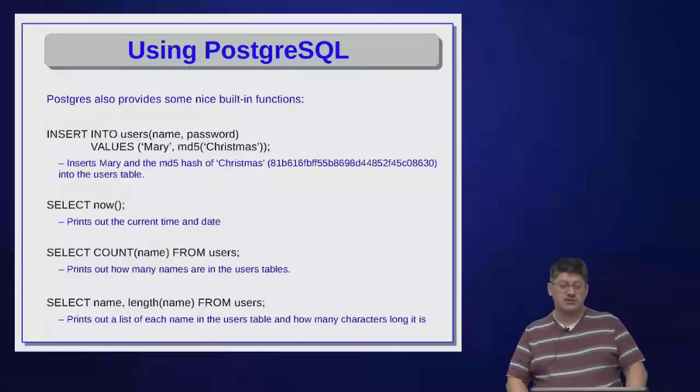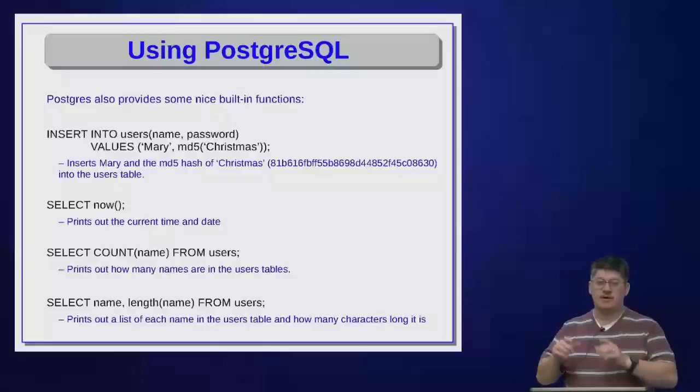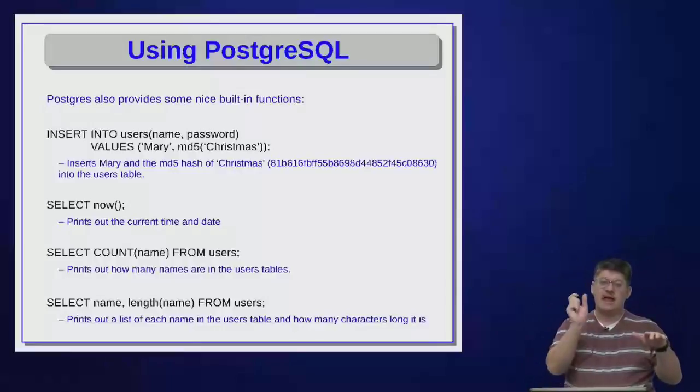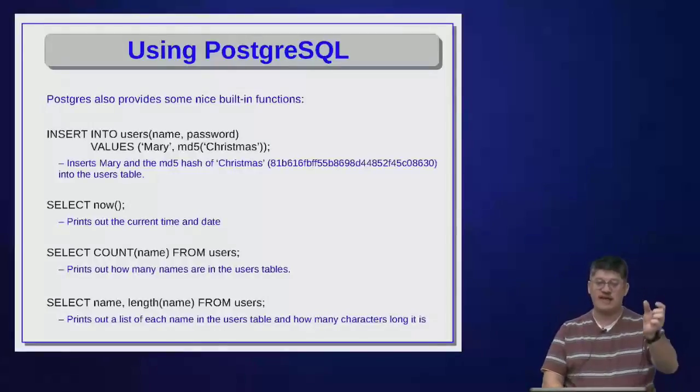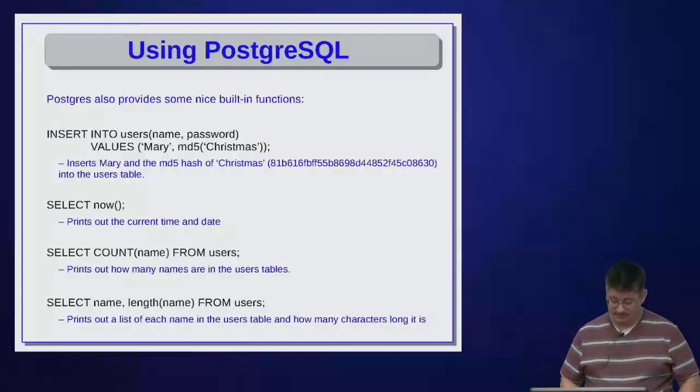But we can also do things like this. We can say select name, comma, length of name from users. And so that'll print out a table that shows all the names in the users table and how many characters long they are. So for example, Fred would be 4, and Mary would be 4, but Joseph would, I think, be 5, 6. Joseph would be 6.